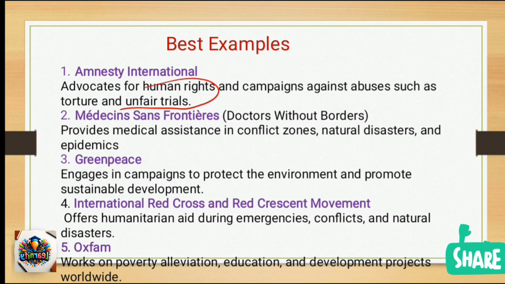Best examples: Amnesty International advocates for human rights and campaigns against abuses such as torture and unfair trials. Doctors Without Borders provides medical assistance in conflict zones, natural disasters, and epidemics. Greenpeace engages in campaigns to protect the environment and promote sustainable development. International Red Cross and Red Crescent Movement offers humanitarian aid during emergencies, conflicts, and natural disasters. Oxfam works on poverty alleviation, education, and development projects worldwide.